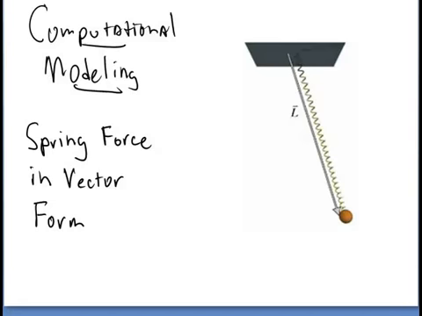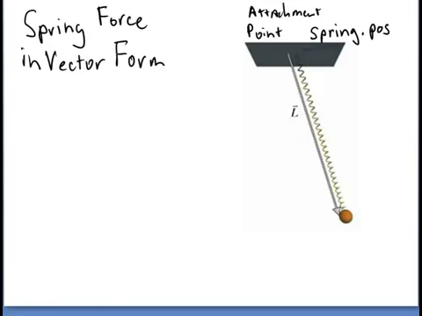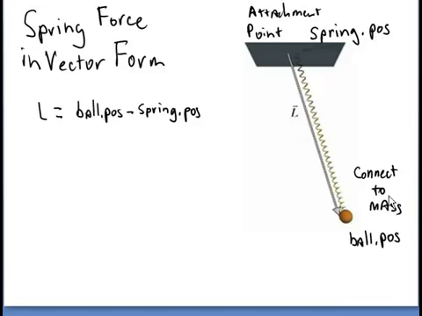So the first thing we need to talk about is that in your code you have a term which describes the attachment point. That's spring.pos. That's where the spring is attached. And the other end of the spring is tied to the mass. So that would be at ball.pos. Ball represents the mass in the computational model.